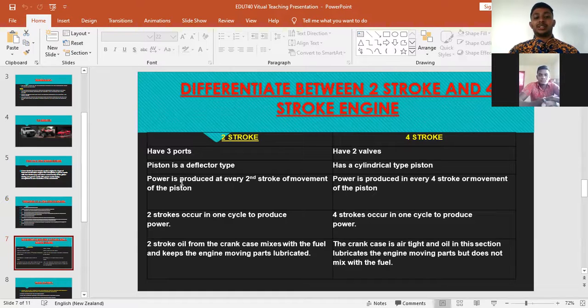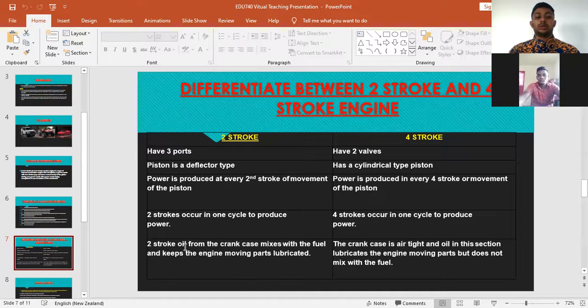Two-stroke engine power is produced at every second stroke of movement of the piston. Four-stroke engine power is produced in every 4 strokes of the movement of the piston. Two strokes occur in 1 cycle to produce power. Four strokes occur in 1 cycle to produce power.